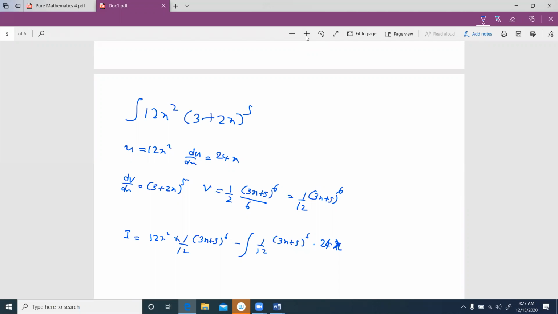Sorry. Don't look at the screen. It's not 3x plus 5. It should be 3 plus 2x. Wait, let's just fix this question.